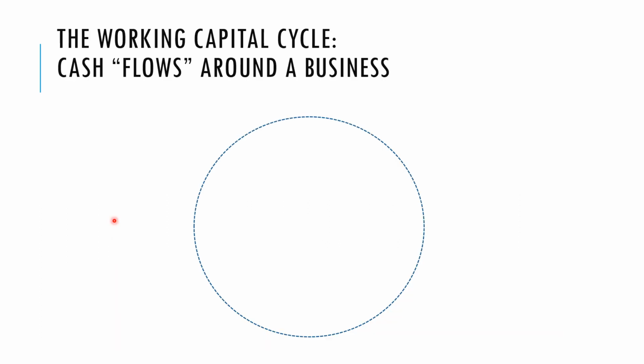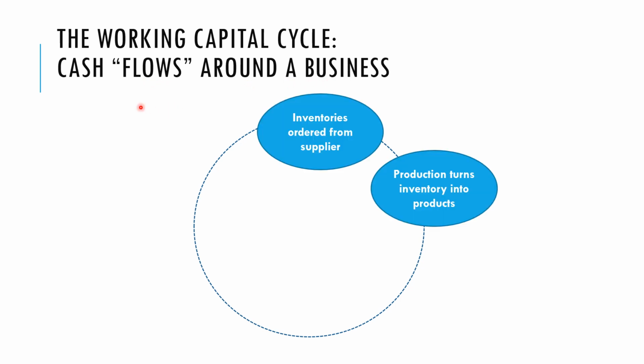Now, why is working capital important? Why is it important that a business has working capital, has some cash it can use from day to day? It is because of the working capital cycle, the typical ways in which cash flows around a business. Let's consider the cycle for a normal business. First of all, a business will order stock from a supplier. Then it will take that stock and turn it into products through the process of production. Now, these two steps will normally involve cash outflows paid to suppliers and employees. Suppliers for the inventories and employees to produce. So the outflows have gone out fairly early on.